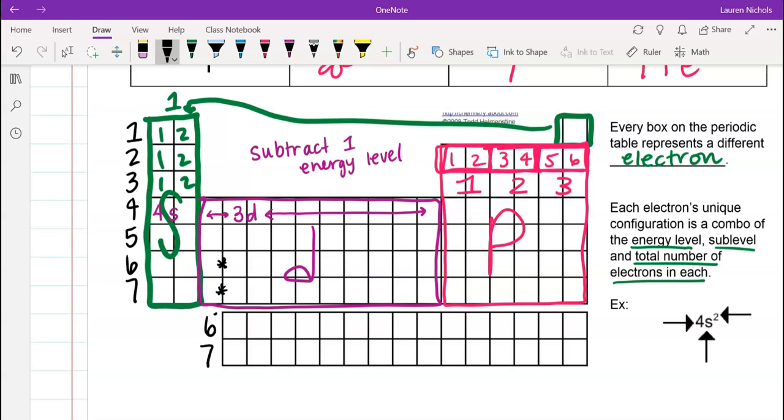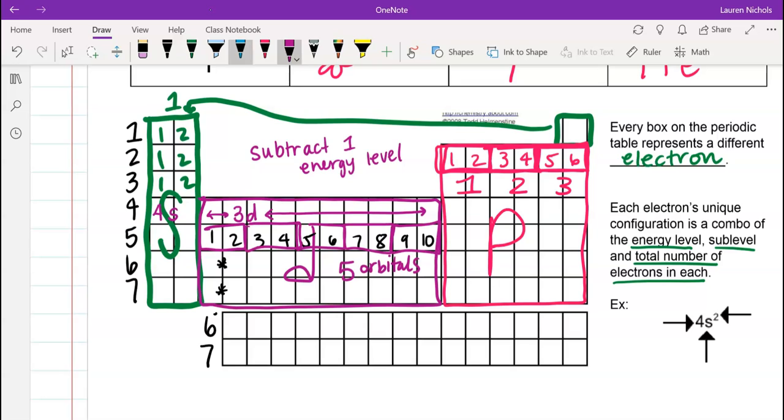And we can see that there are 1, 2, 3, 4, 5, 6, 7, 8, 9, 10 boxes, one for each of the 10 electrons that are in the d sublevel. And so that means there are 1, 2, 3, 4, 5 groups of 2, so 5 orbitals for 10 electrons.